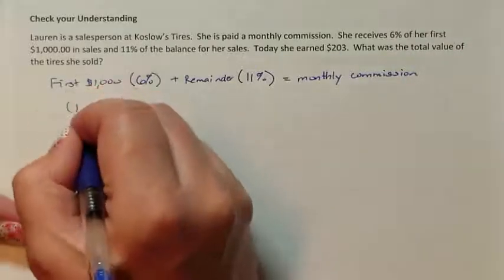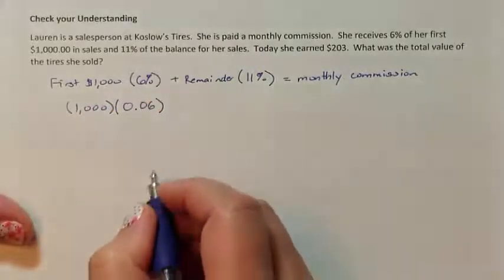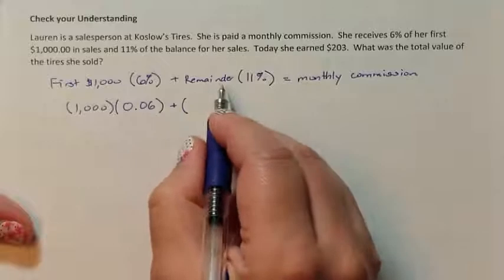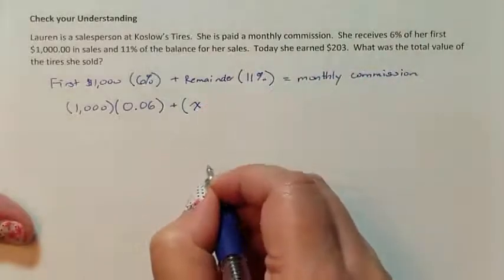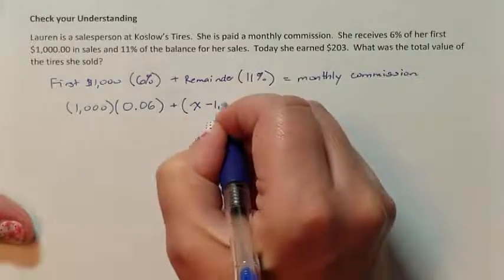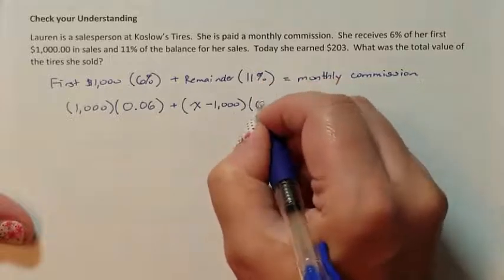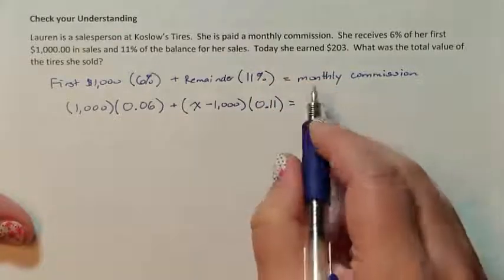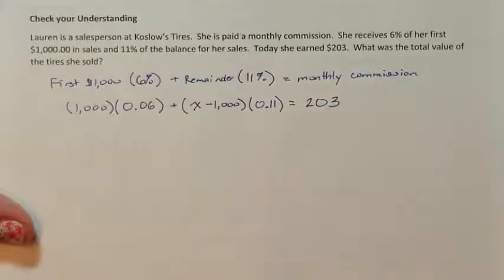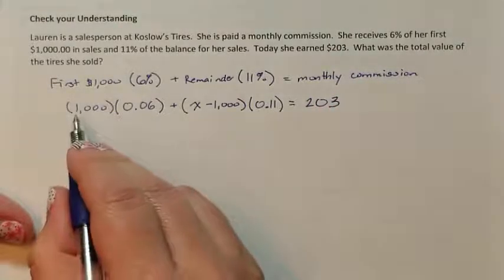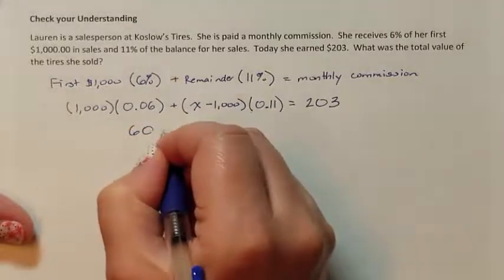So I know for the first 1,000, she will get 6%. I do not know what the remainder is because I don't know how much she sold. So we're going to say X is how much she sold, but I have to remove the 1,000 from it because we already used it, and that needs to be multiplied by the 11%. That gives us her monthly commission, which we already know to be $203. 1,000 times 0.06 is 60.